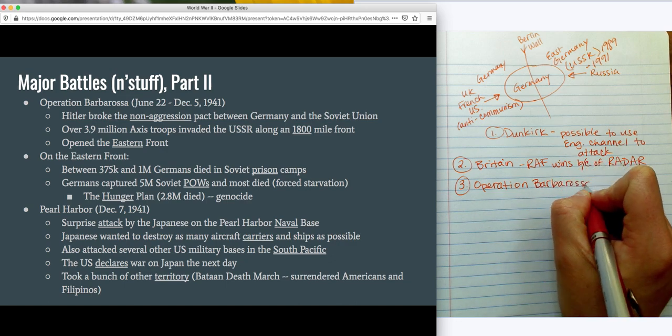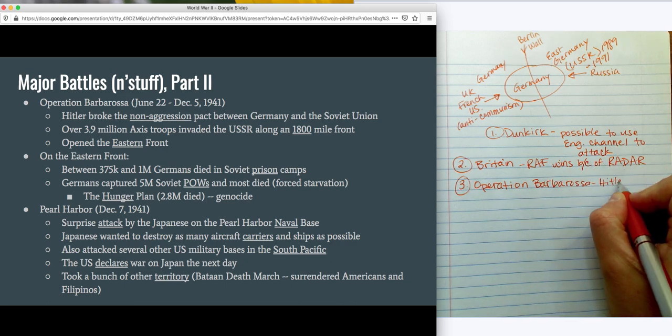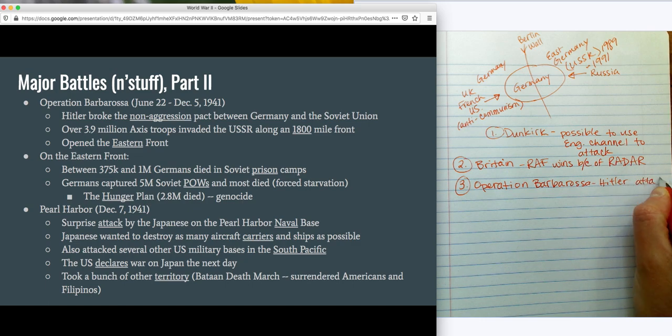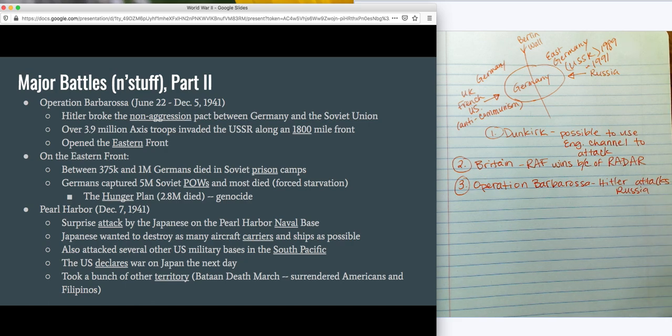Hitler attacks Russia. This is dumb. Russia still has plenty of people to throw at Hitler, and so even though they really aren't better necessarily at war, they just have more people.